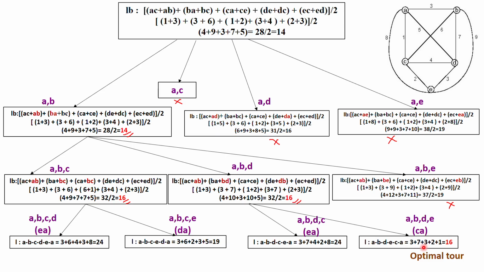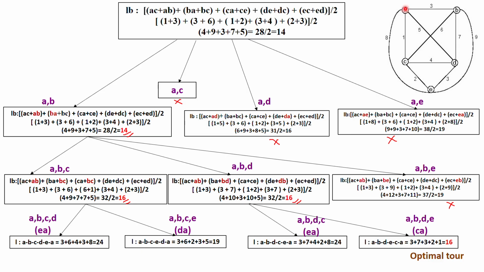Among these 4, the one having the shortest length you have to consider as the optimal solution. So 24, 19, 24 and 16. Which one is optimal now? Minimum length. What is the minimum length? This one, 16 is the minimum. Yes, this is your optimal tour, and this is your shortest path.